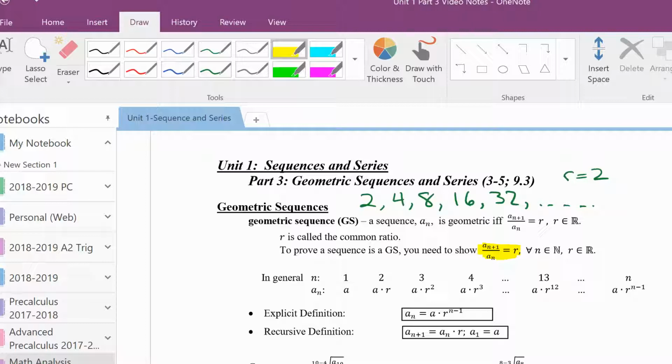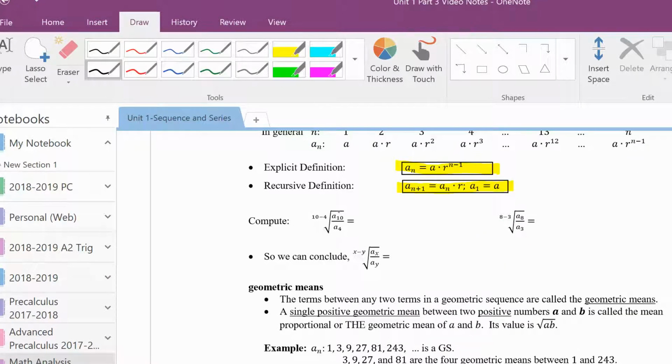Now, there are two types of definitions for geometric sequences. There's the explicit definition, which says that to find any term, you take the first term times the ratio to the n minus 1. Kind of similar to what we did with arithmetic, except now we're raising it to a power because we're multiplying. And the recursive definition says that to get the next term, you take the previous term and multiply it by the ratio. So that is the recursive definition.